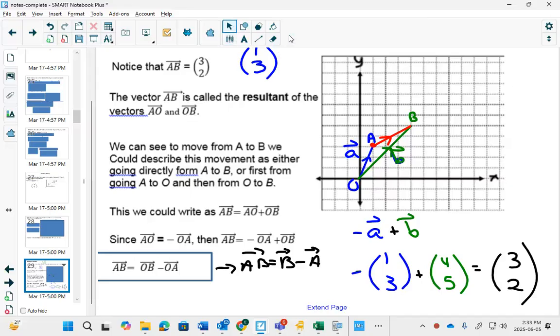Now, for me visualizing it, I like to think if I'm going from A to B, I'd first go back to the origin and then go origin to B. So I like to think of it as negative A plus B. Mathematically, often it gets written as B minus A just because it's easier to write out that way. Can you see that I could have done 4, 5 minus 1, 3 and got the same answer? But for visualization, it's much easier to say, I want to go from A to B, start at A, go back to the origin, that's negative A, then go to B.